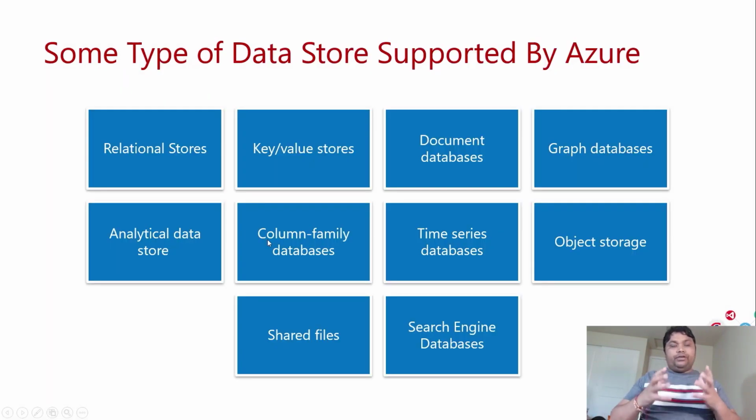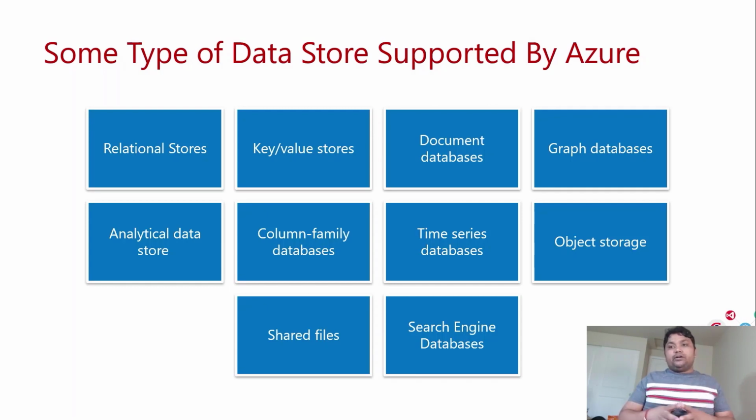So when we talk about data, what are the different types of data stores supported by Azure? We have relational stores where data is kept in rows and columns. We have key-value pairs, where there is a key and an associated value, and any format is kept, either JSON format or plain text format.